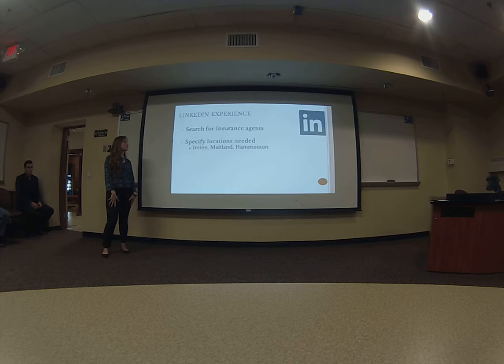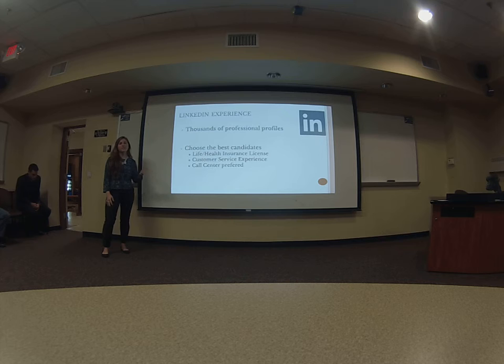In my experience, we had to search for insurance agents. LinkedIn has a feature where you can type exactly what you're looking for. So you can type insurance agents and life, health, whatever you needed. And then you can specify the location, so you could do the general Irvine area, Maitland, and Hamilton, which is where we're located. So there's thousands of professional profiles that come up, and this really gives you a choice to go through everyone's experience, and you pick who you think would best fit the job to see if they're interested.